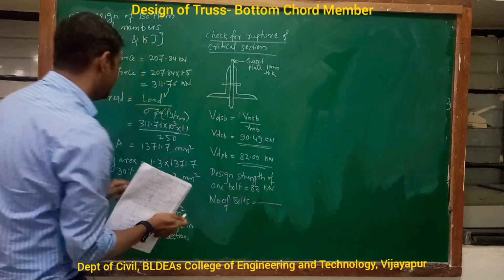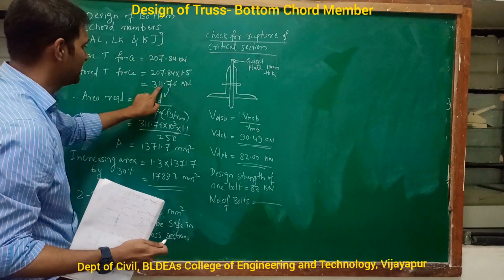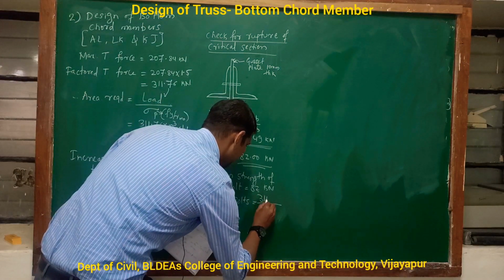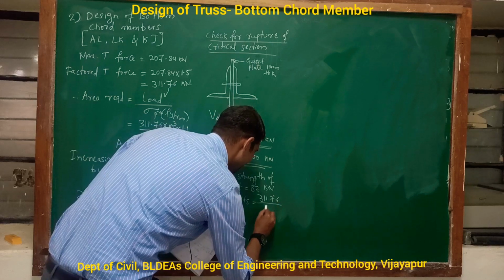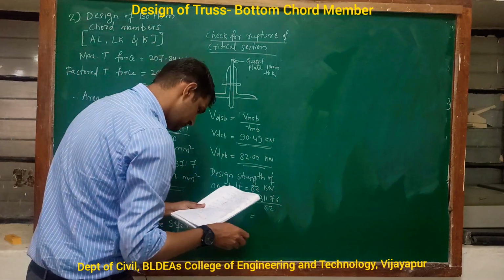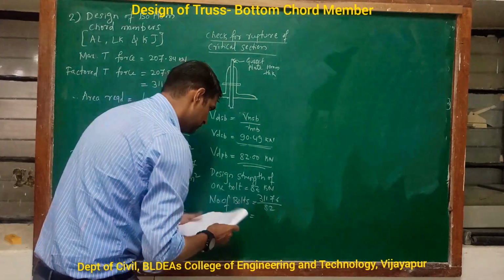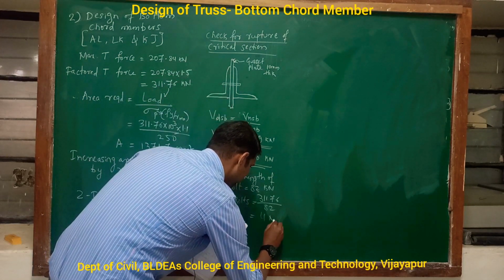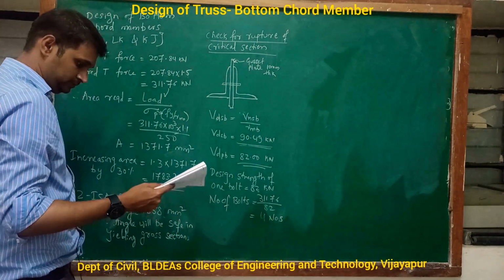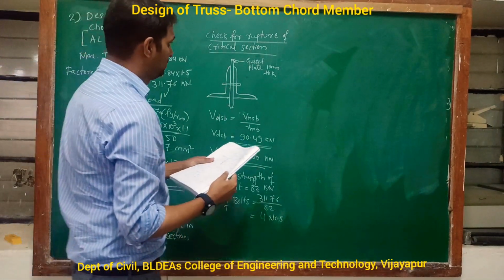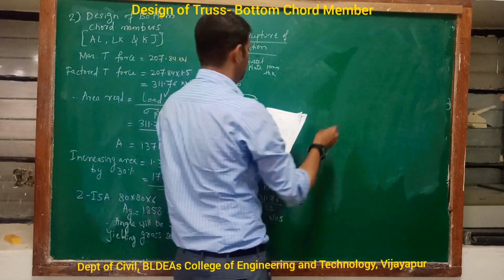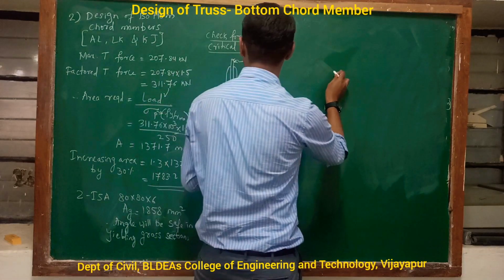Now number of bolts is the factored tensile load, which is 311.76 divided by 82. So you will be getting around 4 numbers. And quickly we will draw the longitudinal section of that connection representing these 4 bolts.